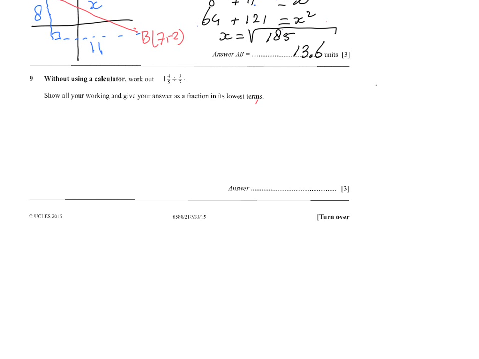Because how do we start? Well, we're going to turn this mixed number into an improper fraction, or top heavy, and that is going to be the same as 9 over 5.